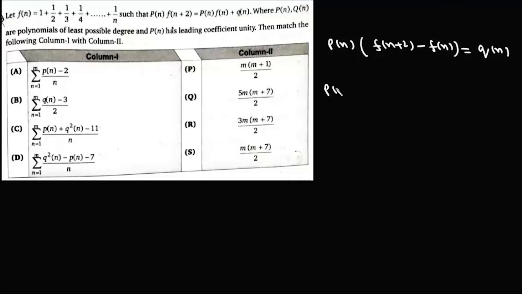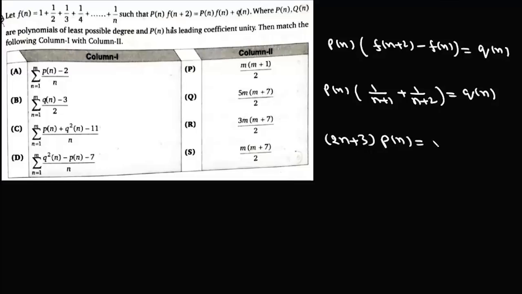Now fn plus 2 minus fn will be simply 1 upon n plus 1 plus 1 upon n plus 2, and it is equal to Qn. Now we can write this as 2n plus 3 Pn is equal to n square plus 3n plus 2 into Qn. Now they're equal, and Pn and Qn must be least degree polynomials, and Pn has a leading coefficient unity.